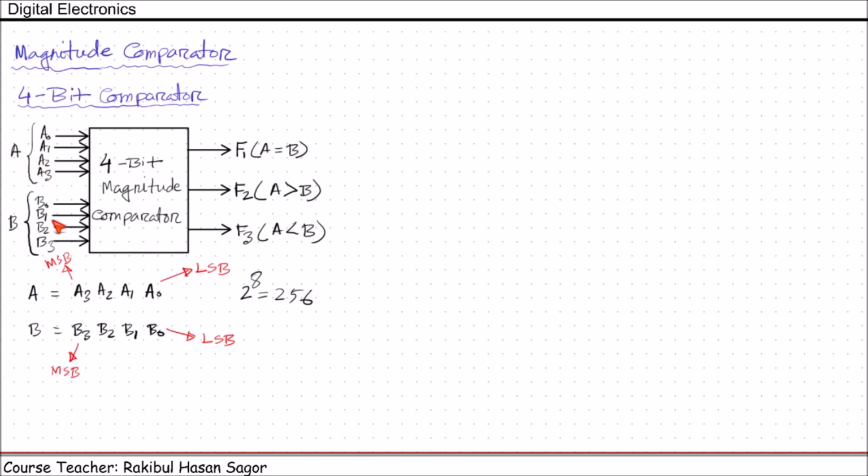For designing 4-bit magnitude comparator, we'll go bit by bit. For example, we'll compare A3 with B3, A2 with B2, A1 with B1, and A0 with B0. Now, it is clear that if A3 is equals to B3, A2 equals to B2, A1 equals to B1, and A0 equals to B0, then definitely A will be equal to B. So we can write A will be equal to B if A3 is equal to B3, A2 equals to B2, A1 equals to B1, and A0 equals to B0.